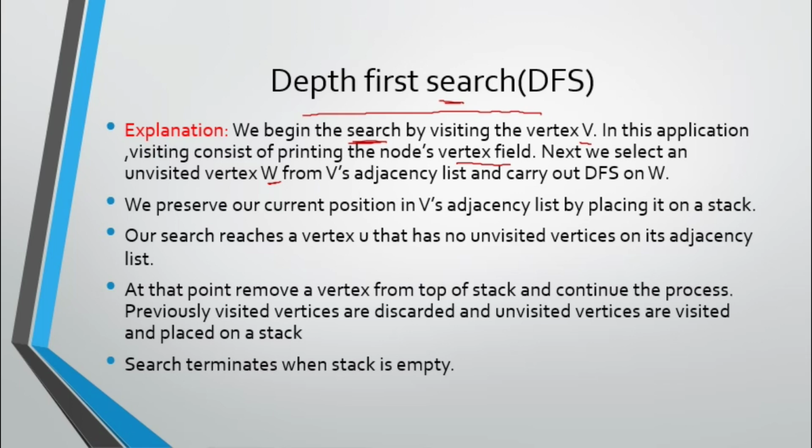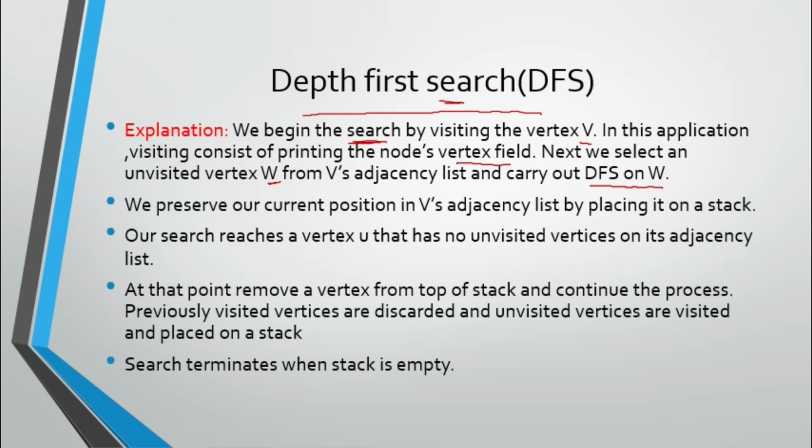Then carry out DFS on W. That is, if we have a vertex V, then we search V's adjacency list. We get the vertex W, which is unvisited. Then we go to W, and from there we carry out the DFS operation on W, and this process goes on until all the vertices are visited.